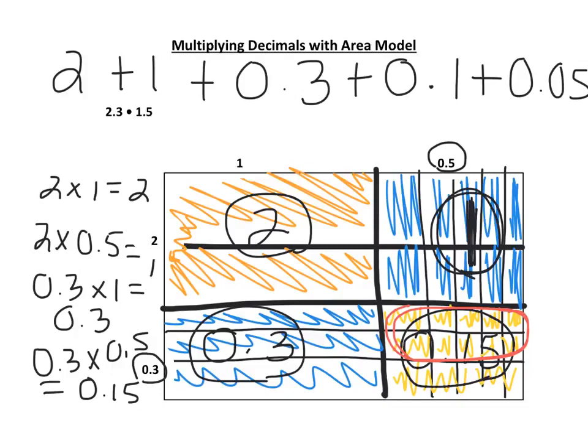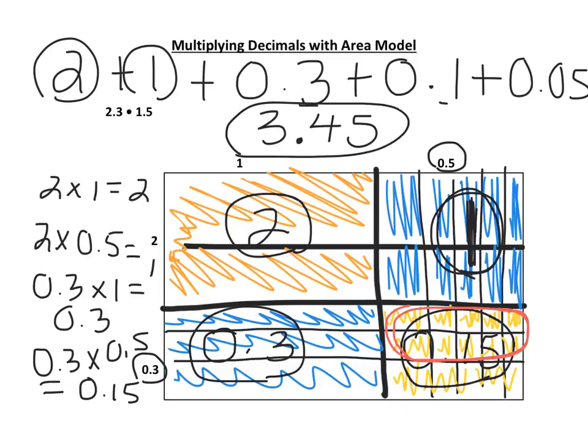So then when I add that together, I add the hundredths together, that's 5 hundredths. And then the tenths together, that'd be 4 tenths. And then the wholes together, which will be 3. So my product is 3 and 45 hundredths. So that is how you model multiplying decimals with an area model.